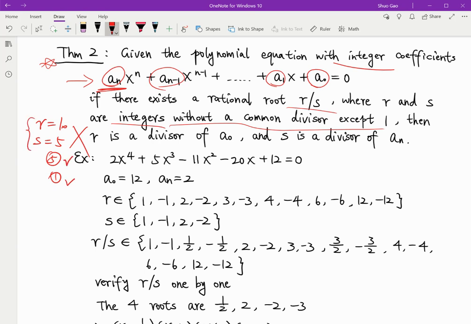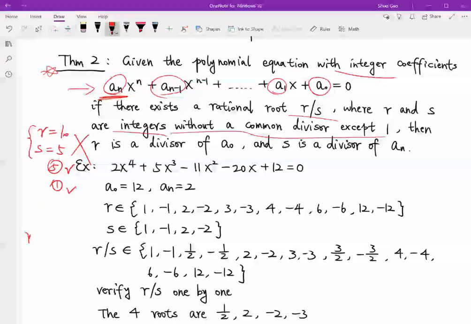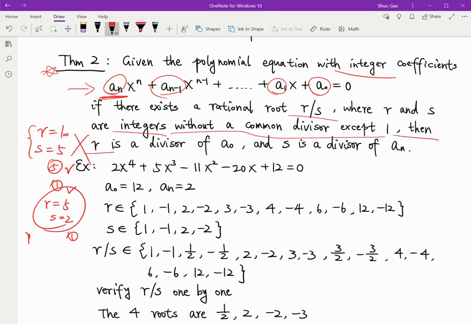So R and S have other divisors, so this doesn't hold for this case. But if R is 5, S is 2, then this holds, right? This meets the condition because the only common divisor is 1 for both of them. Right? So this is what it means by saying the rational root. Then R is a divisor of A0 and S is a divisor of AN.